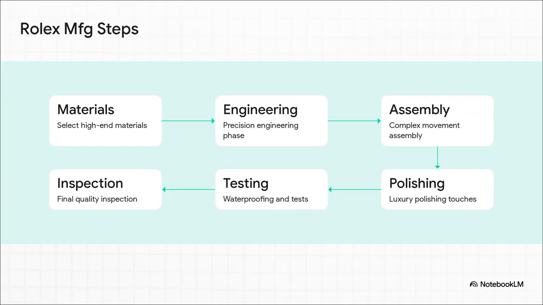What's really fascinating here is how the prompt forces the AI into absolute factual accuracy. It definitely doesn't let the AI just guess how a Rolex is made. Instead, it outlines the exact 6-step manufacturing process that absolutely must be covered. We're talking material selection, precision assembly, polishing, testing, waterproofing, and final inspection.